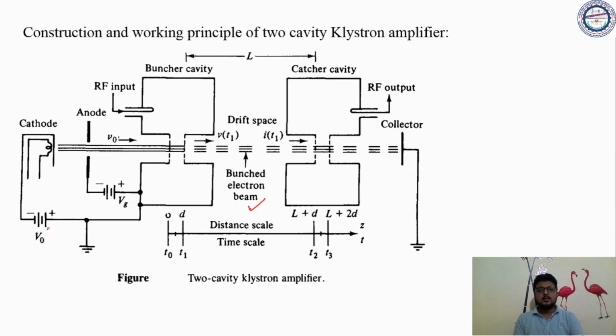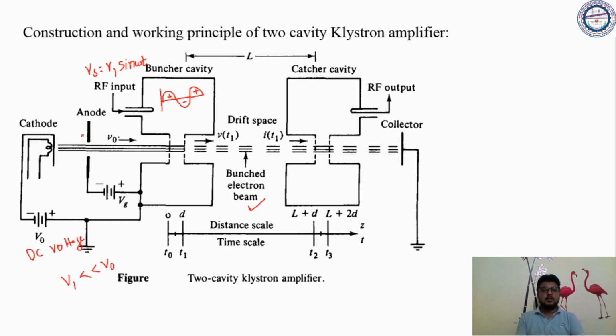The voltage which is applied is V naught. This V naught is a DC voltage, and it is a very high DC voltage. And the RF input which is applied here is a weak signal, called Vs equal to V1 sine omega t. The amplitude of this weak signal V1 is very much less than the DC voltage which is applied here. This is also called a weak signal.